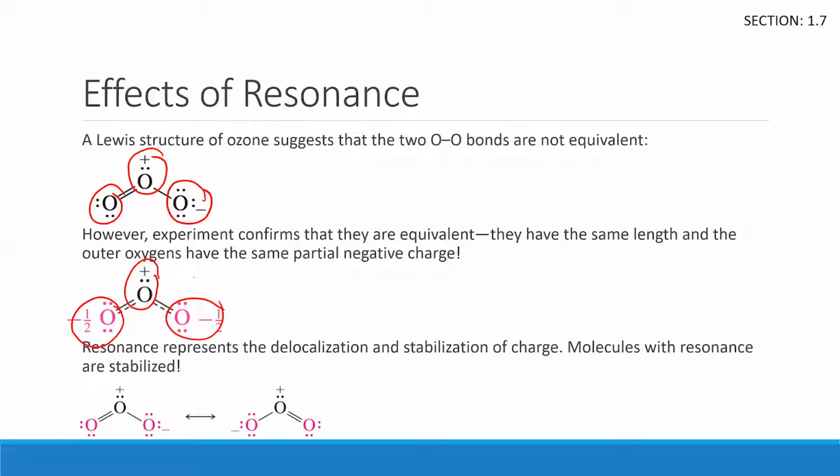So we know that these electrons don't ever just sit in one place. They're moving constantly between the oxygens. And again, resonance represents the delocalization and stabilization of the charge. This is the key thing. If you have resonance, you have more stabilization of that charge. Having just a full negative charge and a full positive charge on atoms like that is very unstable. But to share the charge load is actually stable. And that's why compounds do this.